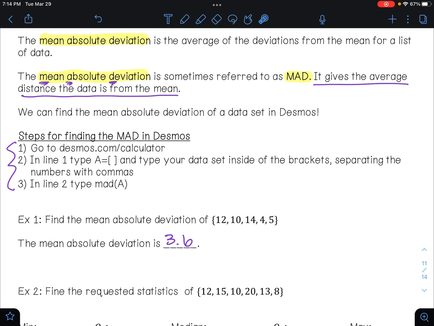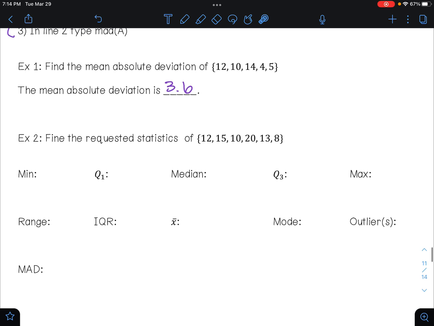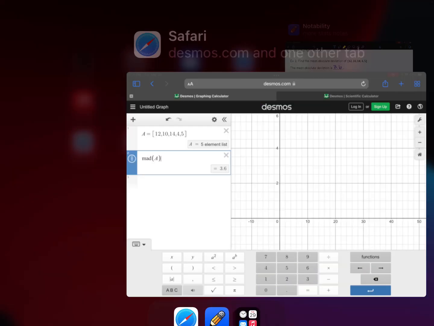Let's look at example two. On example two, it says find the requested statistics of 12, 15, 10, 20, 13, and 8. Well, the first thing that I notice is that they want me to find my min, Q1, my median, Q3, and the max. Remember that those numbers are your five number summary. So I'm going to use the stats feature in Desmos to be able to find those five numbers.